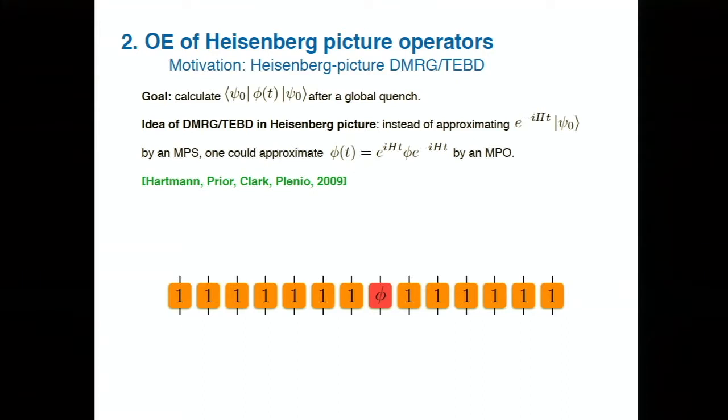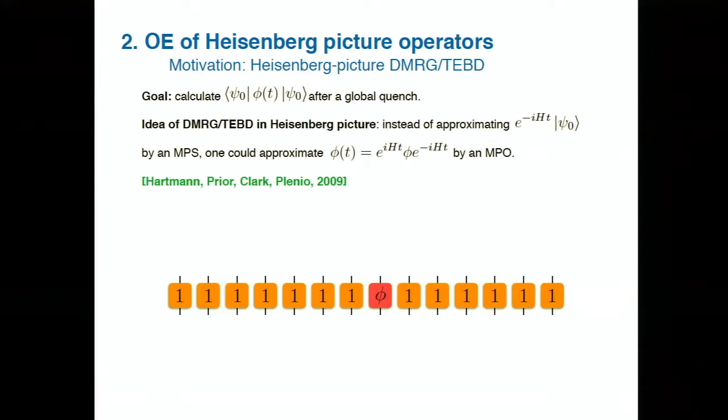and now I'm going to turn to a question I'm more excited about at the moment, which is the operator entanglement of operators in the Heisenberg picture. So there, the motivation is the following. Ten years ago, these people here proposed to look at DMRG or TEBD in the Heisenberg picture. What that means is that, usually when you do time evolution in a spin chain, you're typically interested in calculating the expectation value of some observable at time t, starting from some initial state psi naught.